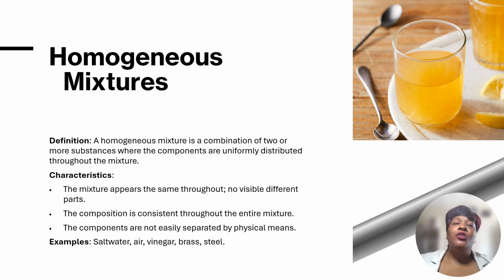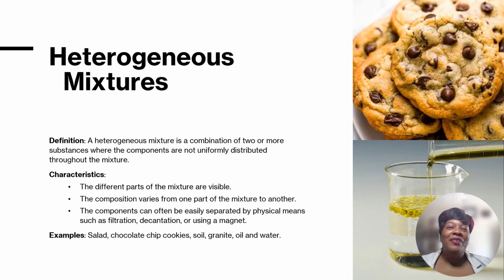So some examples that you will come across that deal with homogeneous mixtures are salt water, air, vinegar, brass, steel. Remember, they have uniformity throughout. You cannot distinguish different components of a homogeneous mixture.